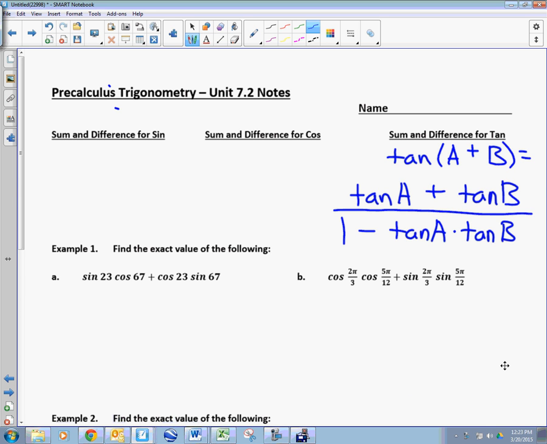All right. So we got tangent of A plus tangent of B, and we divide it by 1 minus tangent of A times tangent of B. But if it was minus, this would also be minus, but this one would be plus. So it switches accordingly. I had that in your notes. That's the formula. Now we got to make it work.